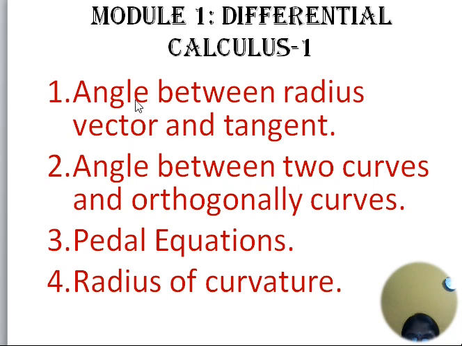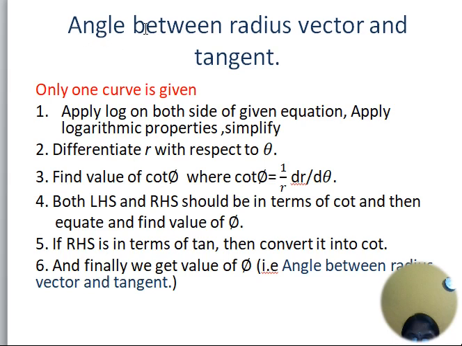So these first three, that is angle between radius vector and tangent, angle between two curves, orthogonal curves and pedal equation, all three depend on the same concept. So to find angle between radius vector and the tangent, the first one, there will be only one curve given. So these are some of the steps which I have written.